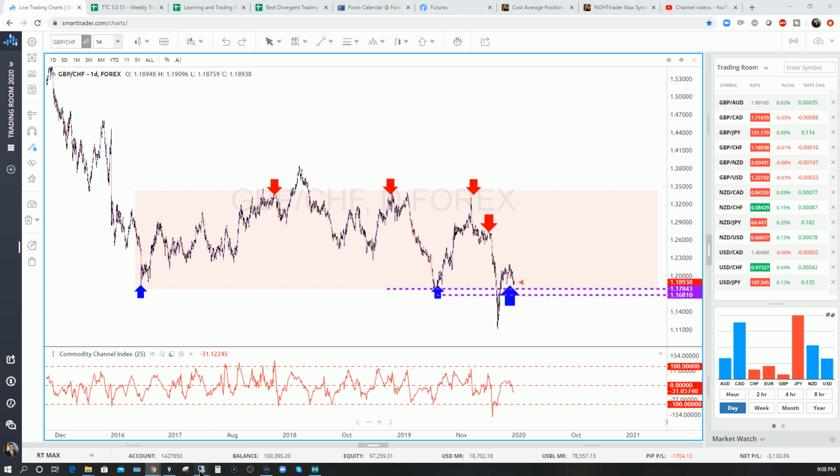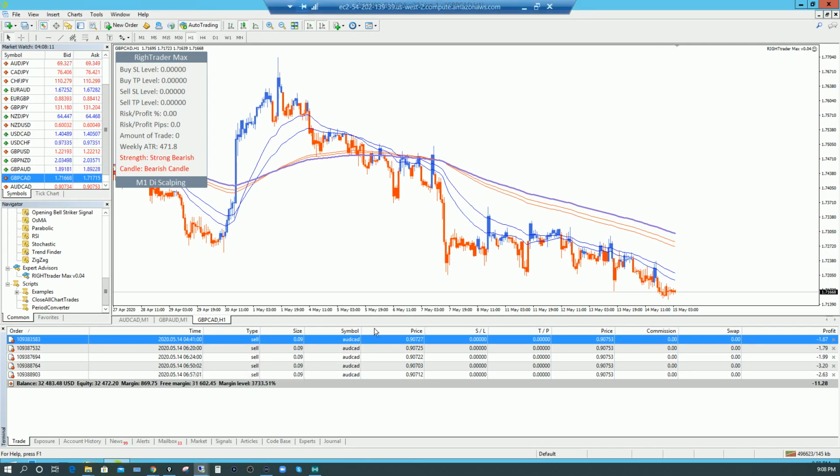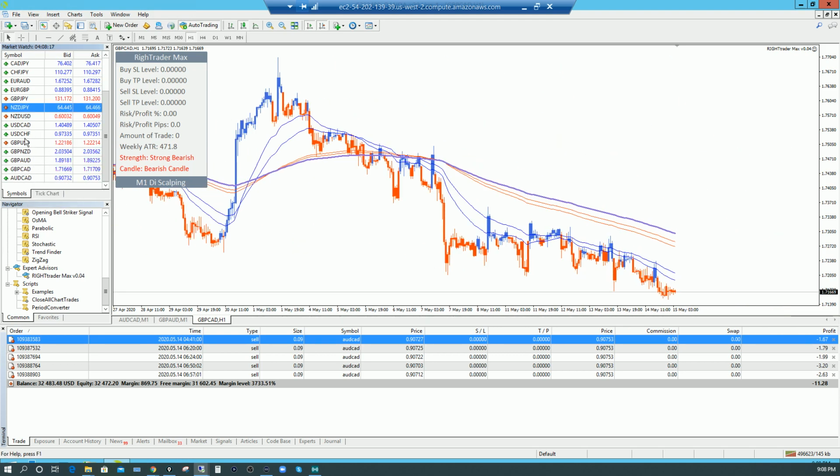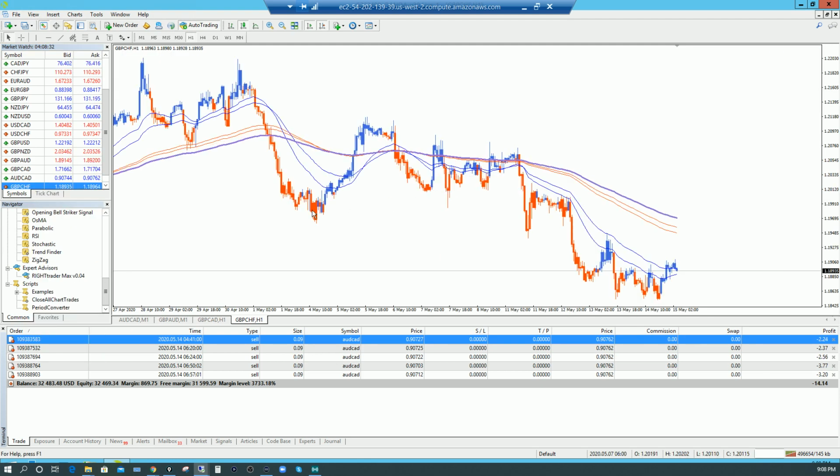So let's go ahead and deploy this one. I'm going to go ahead and set this one up right here on pound Swiss franc. Let's see where pound Swiss franc is here. I don't think I got pound Swiss here. No, I don't. So let me go ahead and create a symbol. Pound Swiss franc. And let me go ahead and add that on.